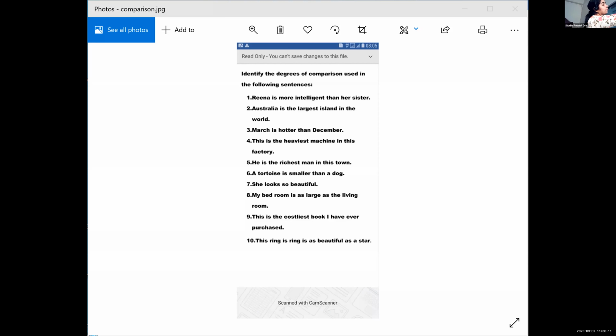Who wants to try? Yeah, say your name. Okay, try. A tortoise is smaller than a dog. We will not read the word as tortoise. How to read? Tortoise. It's wrong if you read it that way. A tortoise is smaller than a dog. Which degree is used? Smaller, comparative. Very good. Smaller, and it is comparative.